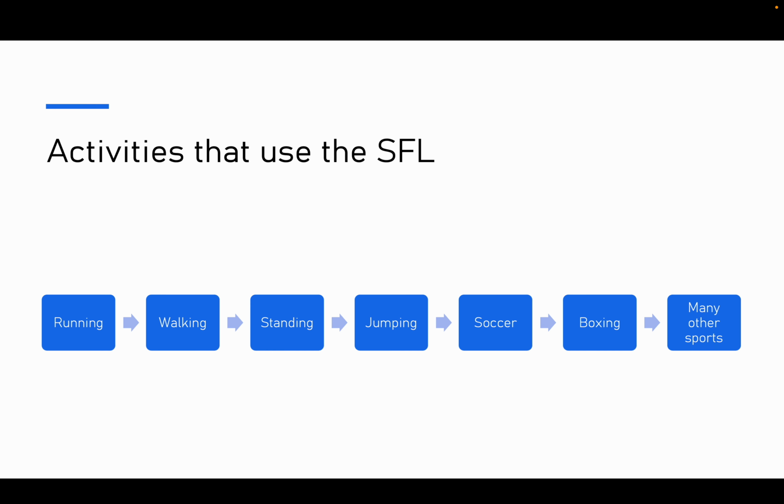So some activities that use the superficial front line include running, walking, standing, jumping, soccer, boxing, and a lot of other sports use the superficial front line, like gymnastics, basketball, baseball. Any of those will engage the superficial front line in activities.